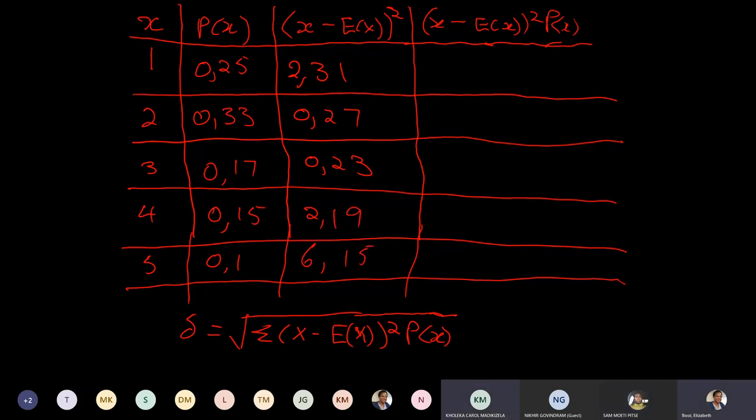0.29, 2.19, 6.15, 6.15. Do you all agree with the numbers? Yes, same on my side. Okay, and I'm going to the last row. The first one.